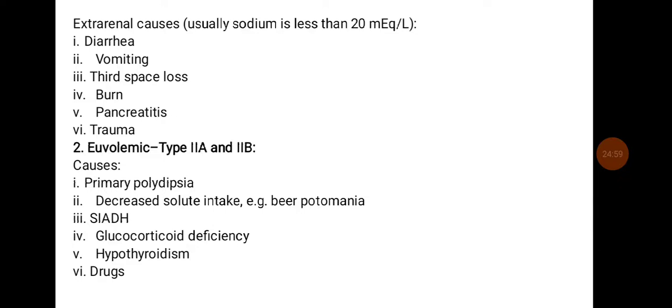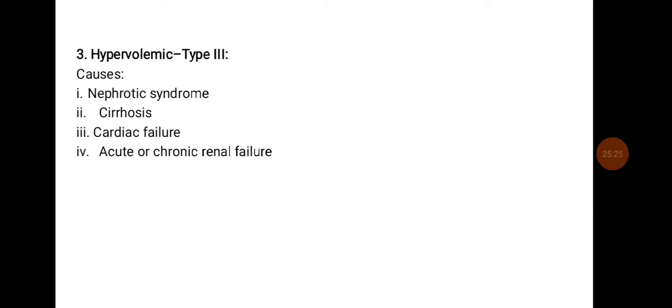The second type is euvolemic, that is type 2A and type 2B. The primary causes are polydipsia, decreased solute intake, that is beer potomania, inappropriate secretion of ADH hormone, that is excessive secretion of ADH hormone, glucocorticoid deficiency, hypothyroidism, and drugs. And the hypervolemic type 3 causes are nephrotic syndrome, cirrhosis, cardiac failure, and acute or chronic renal failure.